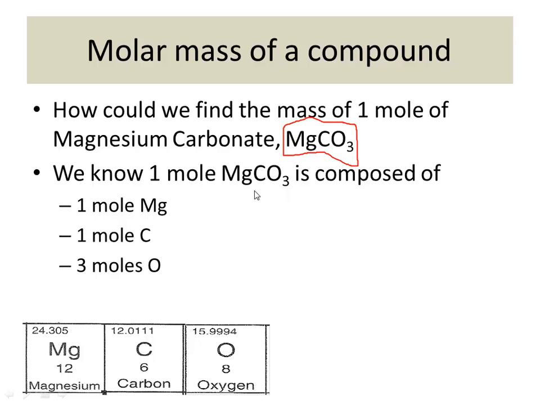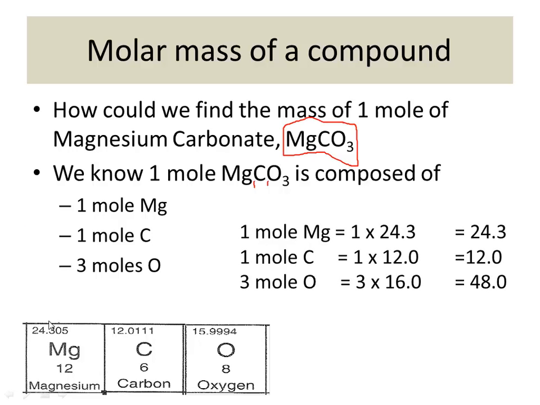Now remember, if there's no subscript written, what do we assume? How many Mg's do we have? 1. How many C's? 1. How many O's? 3. Yes. So 1 mole of Mg, 1 mole of C, and 3 moles of O. So we know that 1 mole of magnesium is 24.3 grams, 1 mole of carbon is 12.0 grams, about, and 1 mole of oxygen is 16.0, if we round to the tenths.